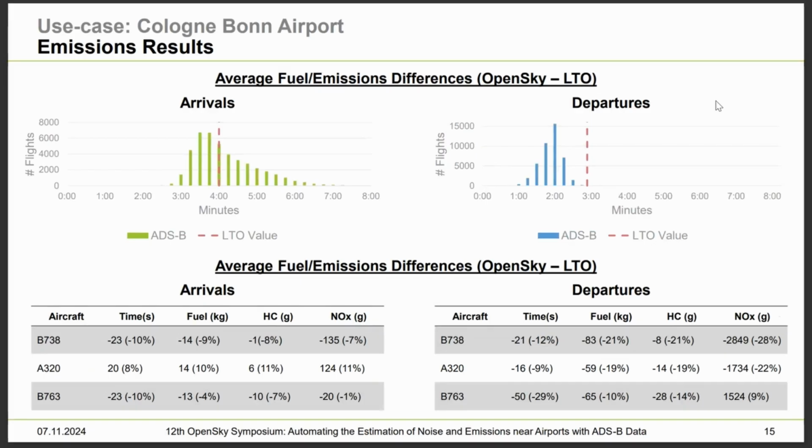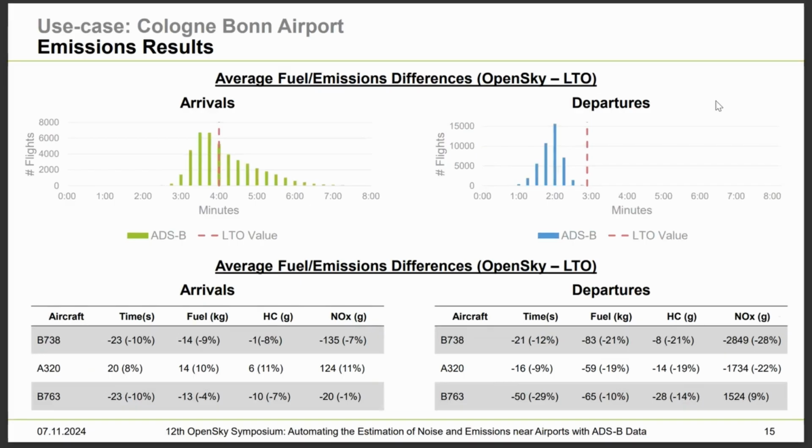And here you will see the overall differences between the average obtained with the trajectory data and the fixed LTO values for different aircraft types. The values are mostly between 10 and 20% absolute value difference. For arrivals, mostly all negative, of course, due to the time part. And for the departures, there is a mix.